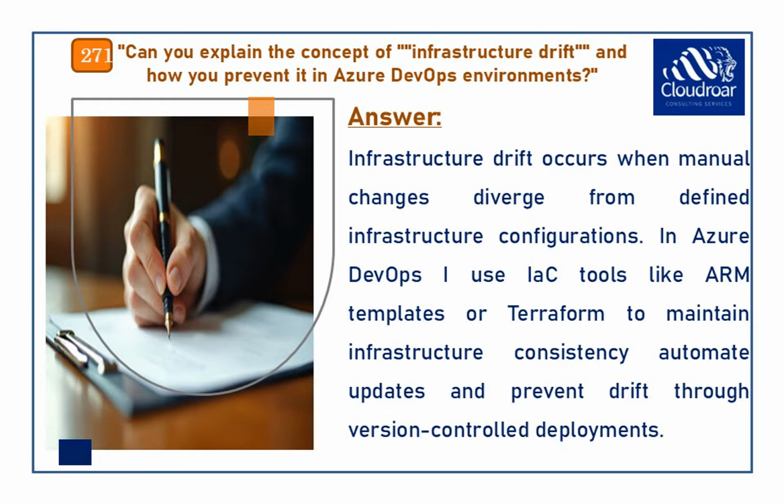Question 271. Can you explain the concept of infrastructure drift and how you prevent it in Azure DevOps environments? Infrastructure drift occurs when manual changes diverge from defined infrastructure configurations. In Azure DevOps, I use IaC tools like ARM templates or Terraform to maintain infrastructure consistency, automate updates, and prevent drift through version-controlled deployments.